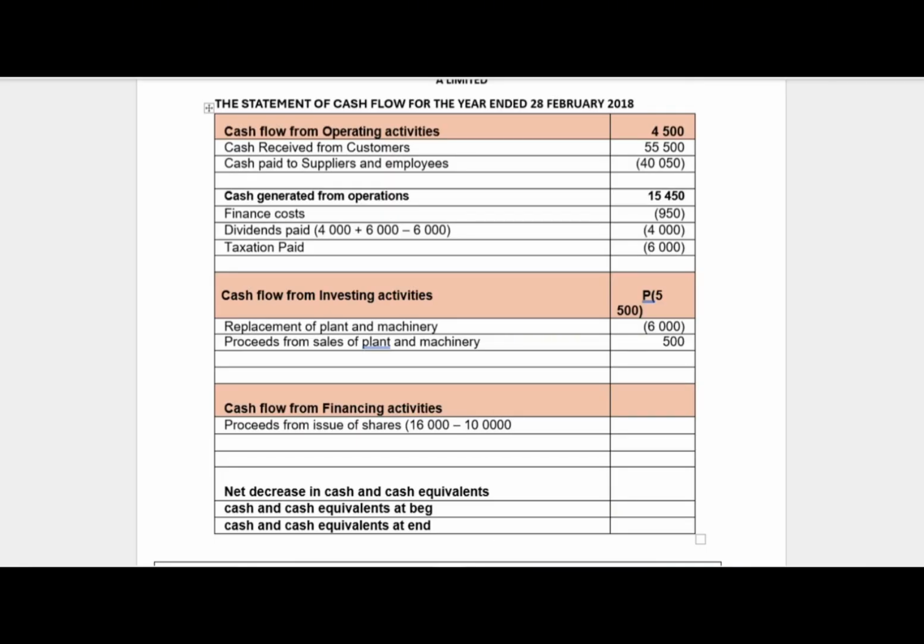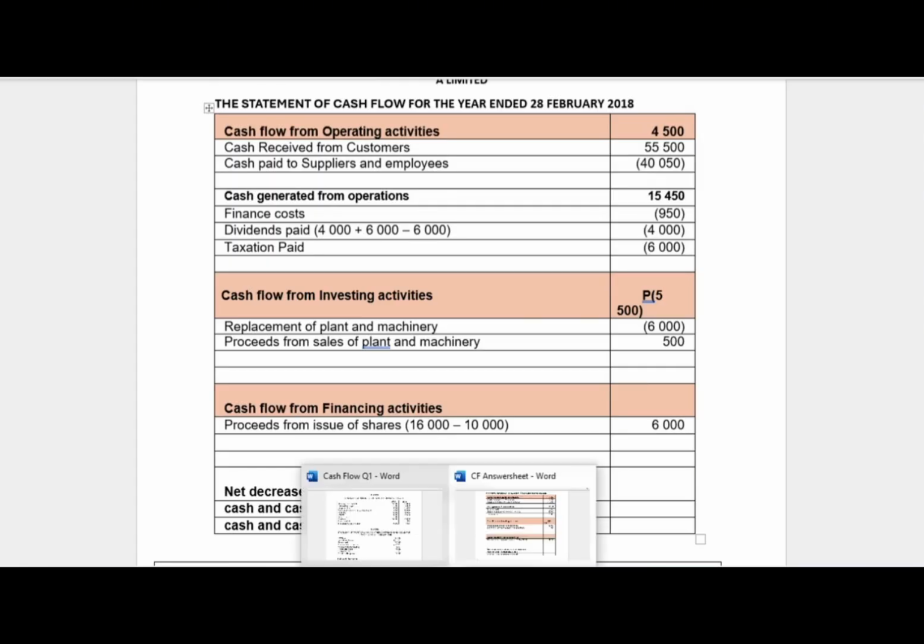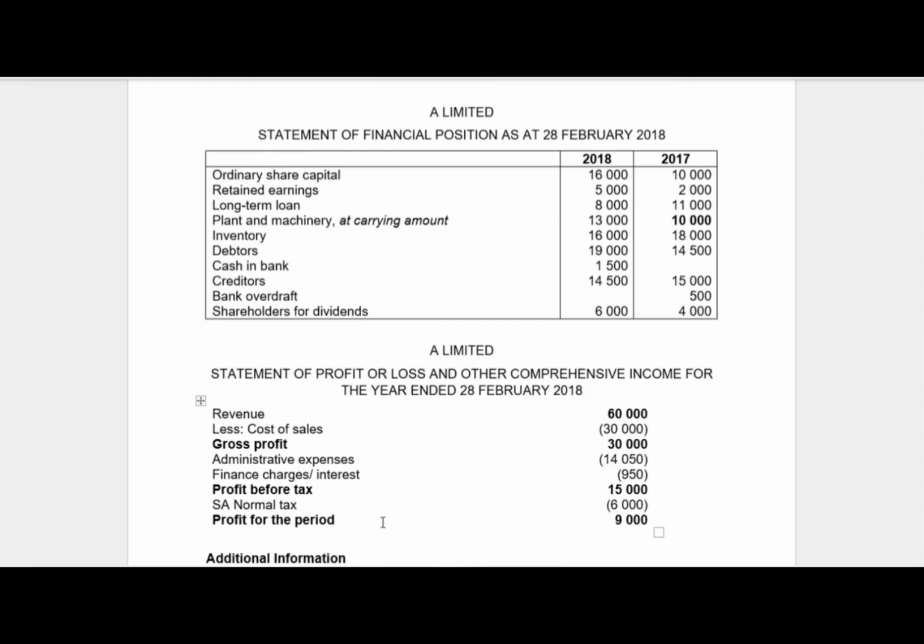All right. And then 16,000 minus 10,000 is going to give us 6,000 inflow. That is an increase in shares. It's going to give us 6,000. All right. And then we are going to check the loan. Let's go and check the loan in our question. Our loan is up right there. So if you check, we were owing a loan of 11,000 from the previous year, and currently we are owing 8,000. That means there was a repayment of loan.